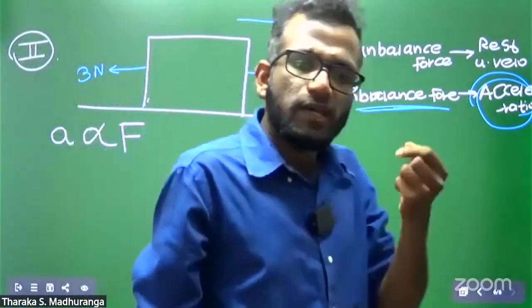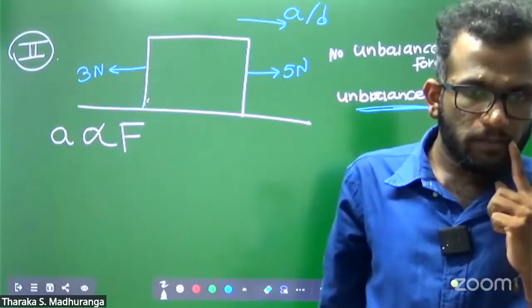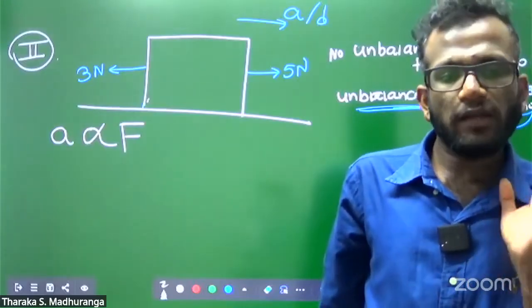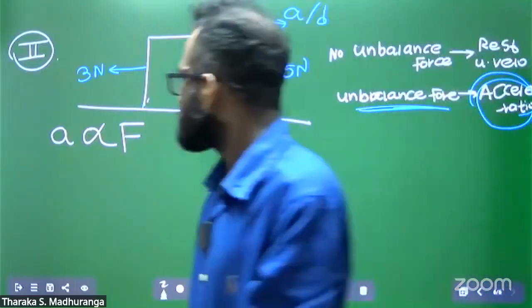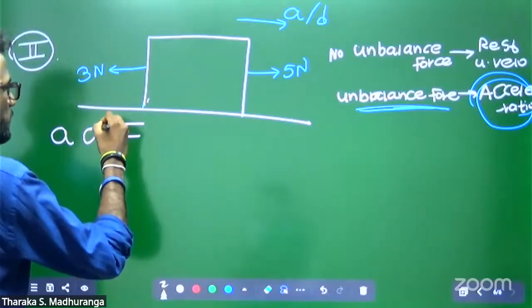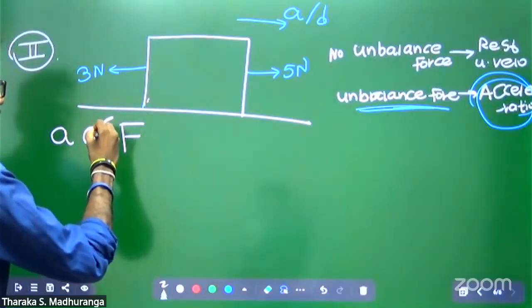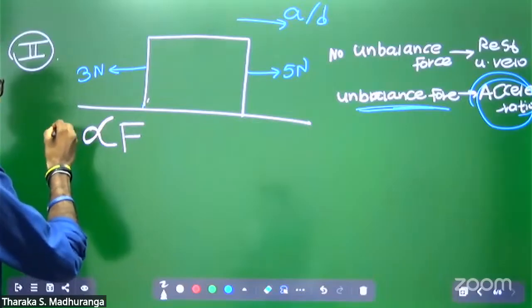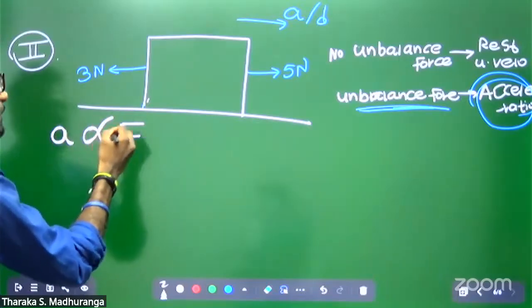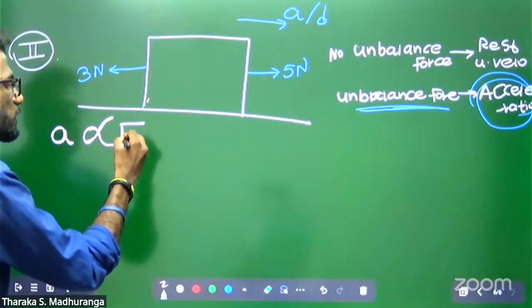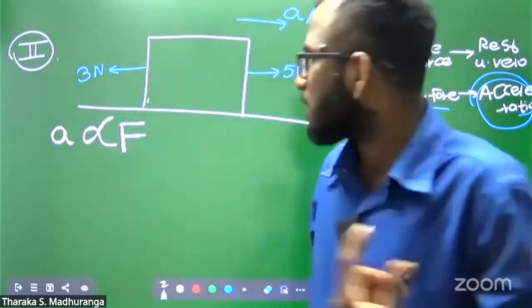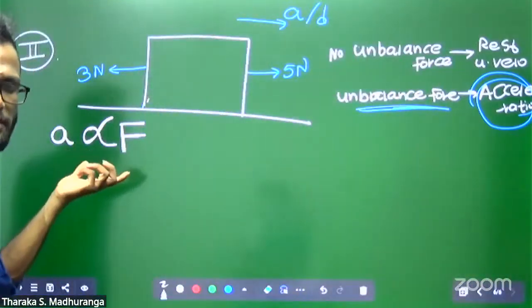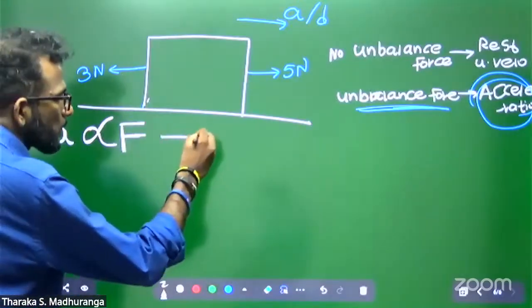Directly proportional to the external unbalanced force. This part is the most important one. This acceleration is directly proportional to the external unbalanced force. This is the proportional mark. That's the first thing.